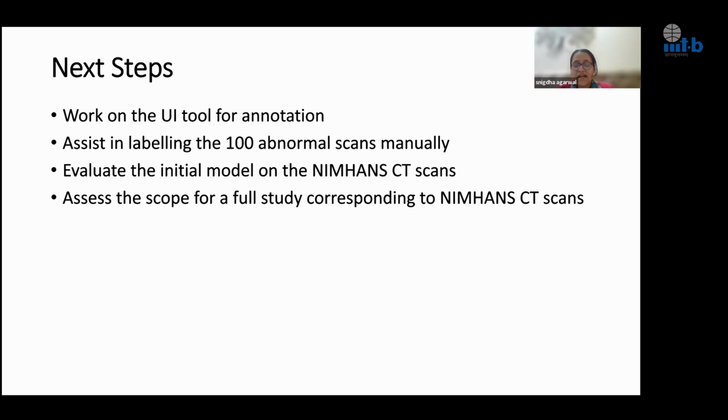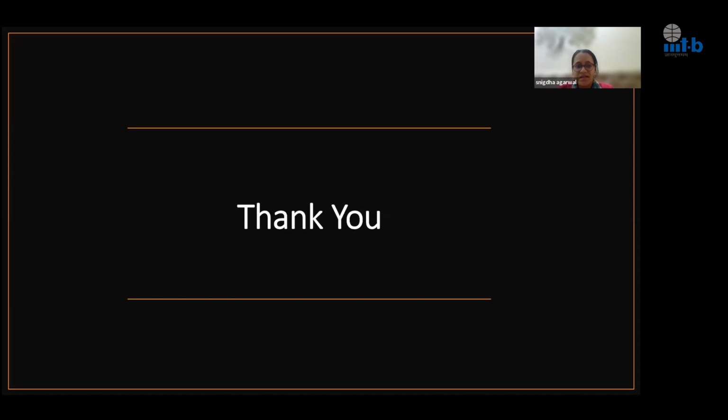NIMHANS dataset. And basis this, we would also study what is the difference between these huge data sets which are available as open source, and if they are really of worth in a real world scenario. So these are the steps that we're working on.